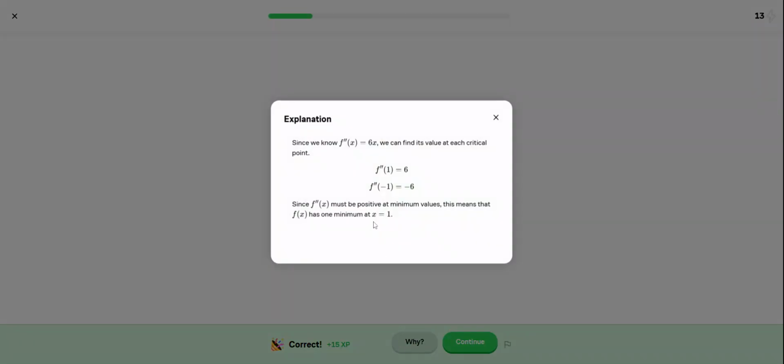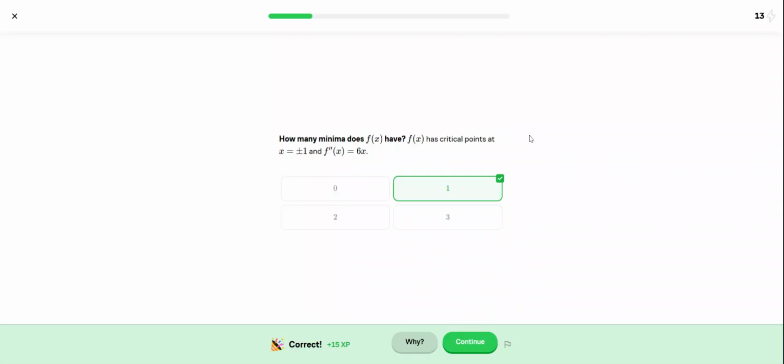Since we know the second derivative is 6x, we can find its value at each critical point. At x equals positive 1, it is positive 6. At negative 1, it is negative 6. However, since the second derivative must be positive at a minimum, there is only one minimum here, x equals 1. That's right. I just explained this previously for a similar question. Anyway, click continue.